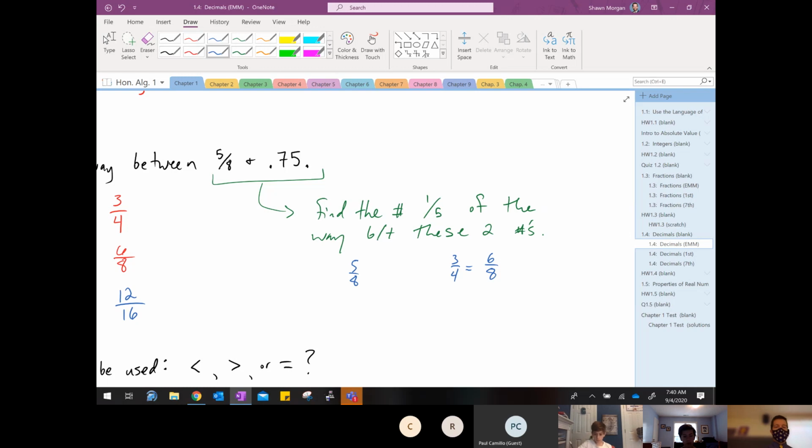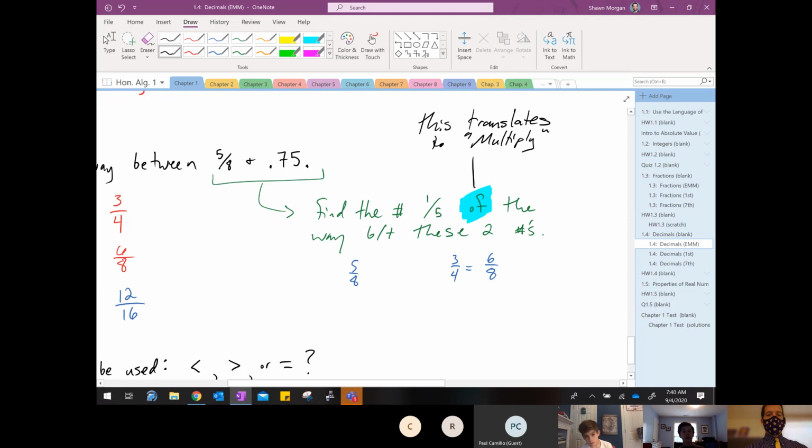The word of, all right, I'm going to highlight it. Check this out. Of means multiply. Okay? Of translates to multiply. And whenever you guys see the word of in a word problem, buddy, it means multiply.